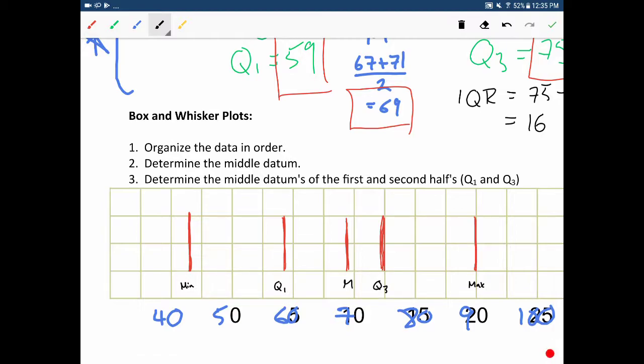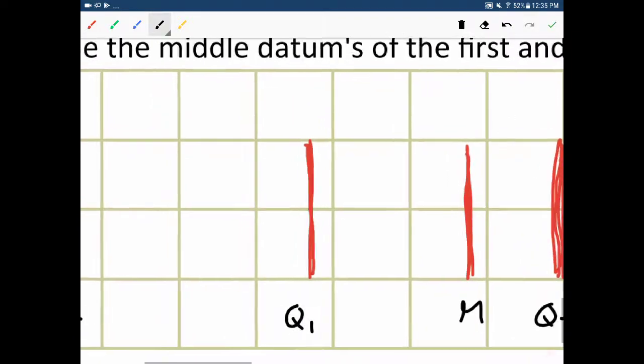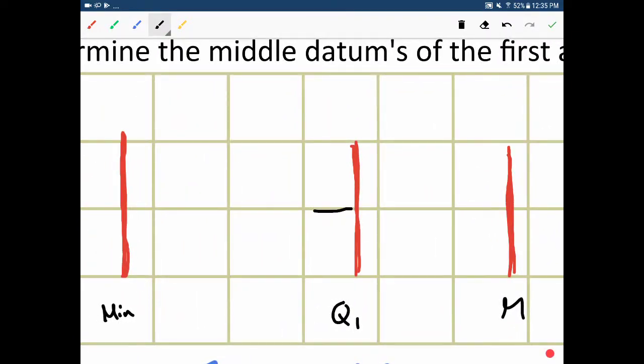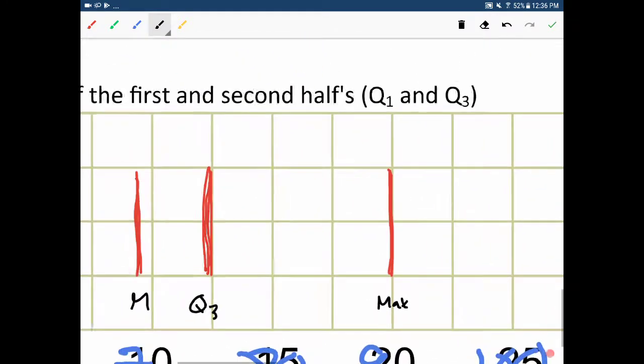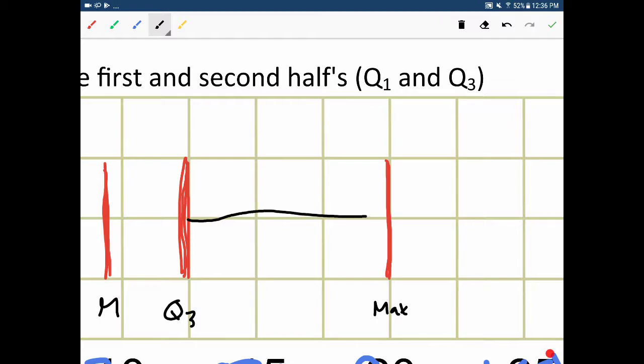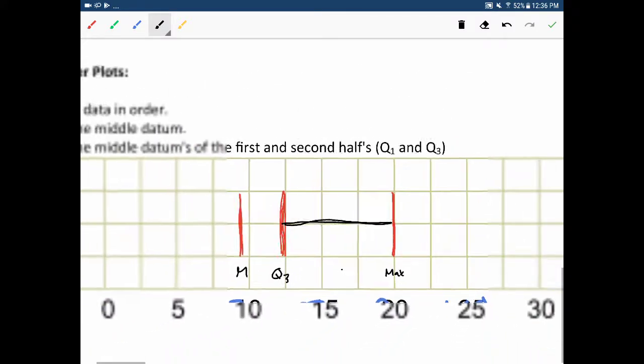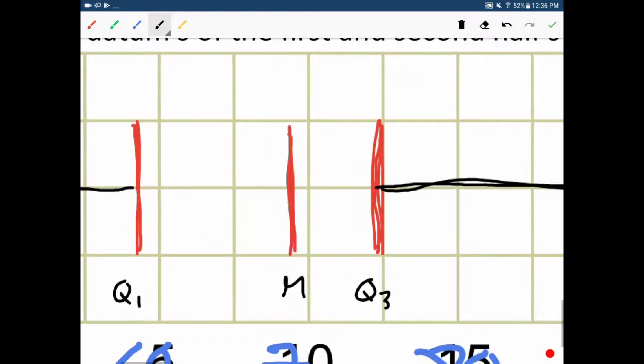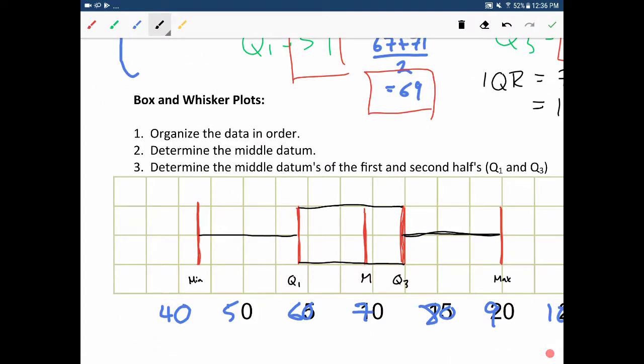Then you're going to draw a horizontal line connecting the smallest piece of data to Q1. You're going to do the same thing connecting Q3 to the maximum. And then the last thing you're going to do is turn the middle half of the data into a box. Like that. And there we go. That is called the box and whisker plot because there's the box, there's the whiskers. Fairly self-explanatory, I'm sure.